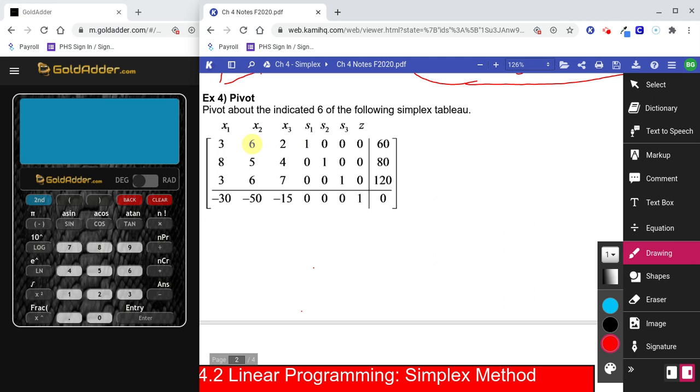Pivot about the indicated 6 of the following simplex tableau. So this 6 is what they're talking about. Circle that if you can't see that highlight, but that's the pivot element. And what that means when they say pivot is I want these 3 numbers to go to 0.